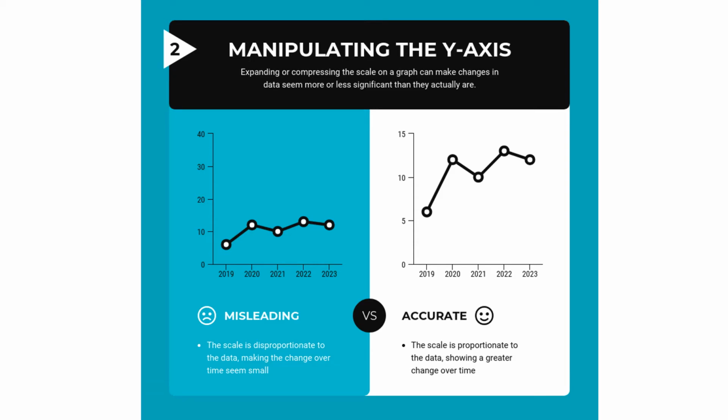Another way is by manipulating the y-axis. By extending the y-axis further than what is needed, it can make it look like it's a small change over time. If we work on our y-axis so that our data fills the graph more appropriately, then we get a better idea of how the change looks over time.